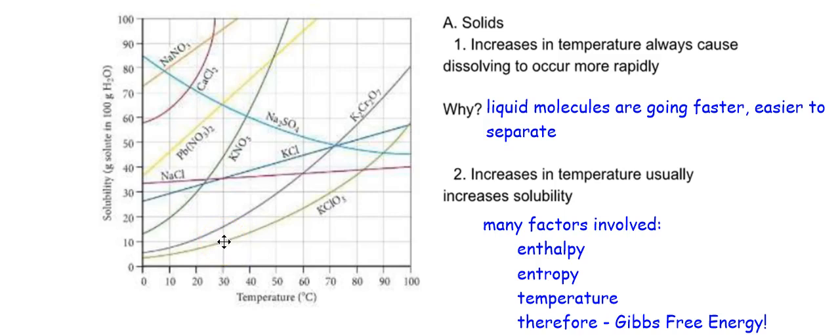But what if you heat it up? Hey, if you heat it up to 70 degrees, you can put 30 grams in. You can put more potassium chlorate than you could before. So what if you slowly, without disturbing it, cool it? Then it will still remain in solution and it will not precipitate out.